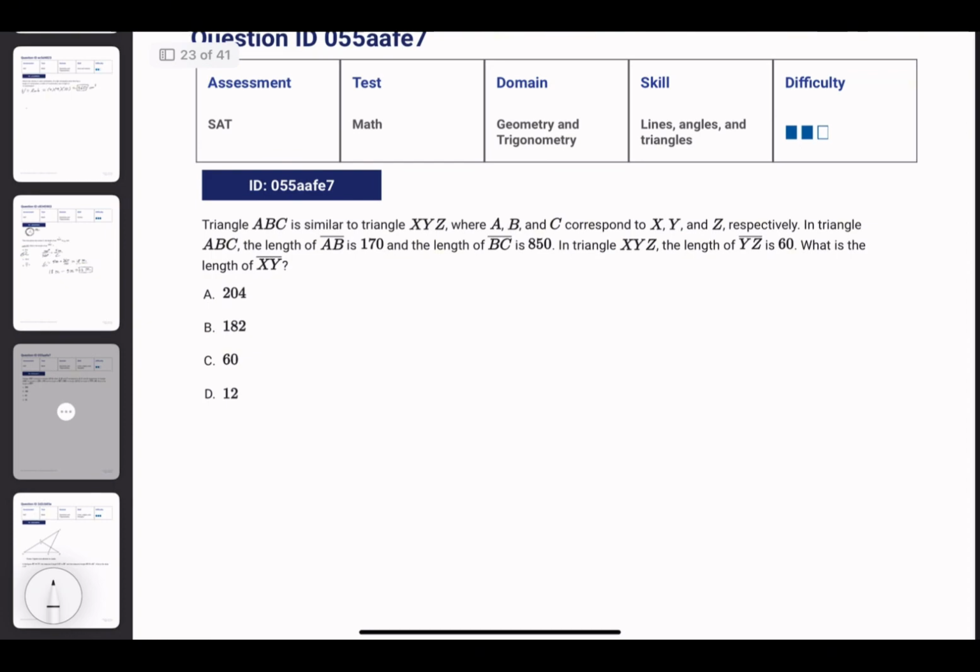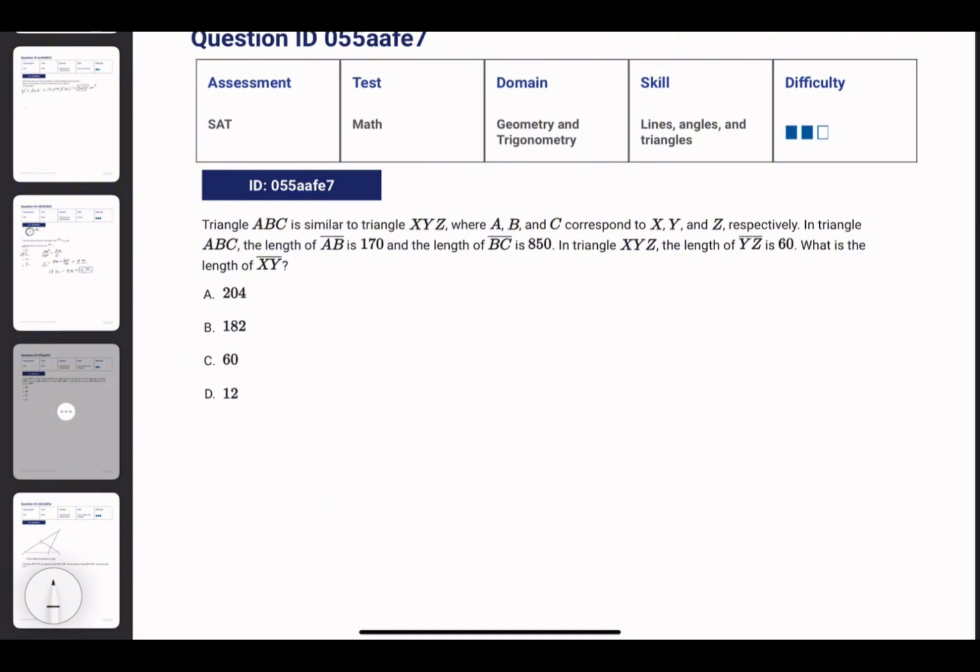Okay. Next question. Triangle ABC is similar to triangle XYZ, where A, B, and C correspond to X, Y, and Z respectively. In triangle ABC, the length of line AB is 170, and the length of line BC is 850. In triangle XYZ, the length of line YZ is 60. What is the length of line XY?